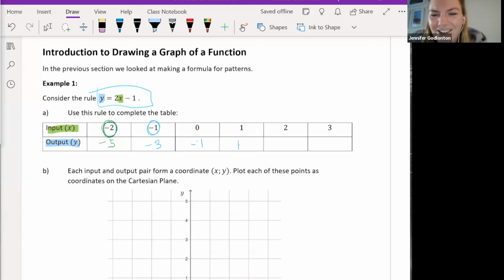Do you want to tell us our answer for when our input is 2? Our answer is going to be 3. Beautiful. And when our input is 3? It's going to be 5. Beautiful. Nice job. Thank you.